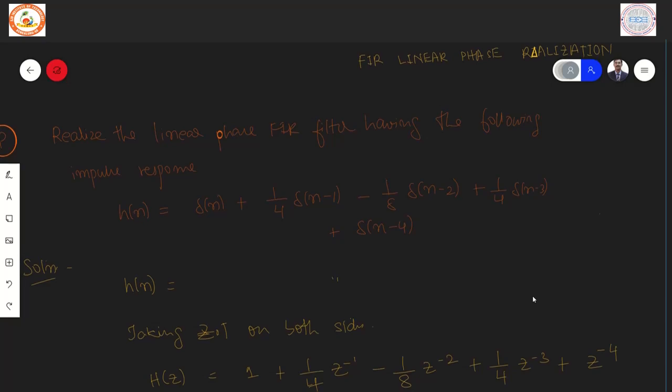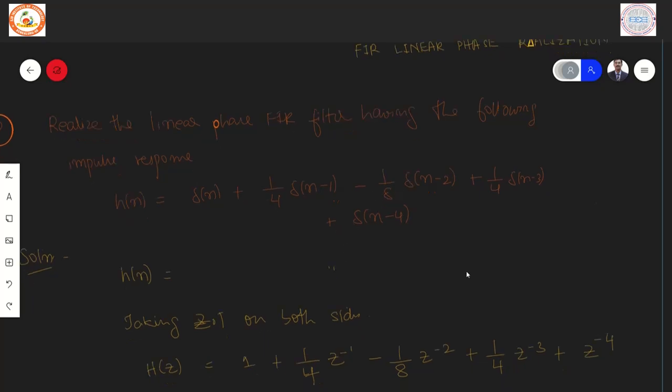So we can take a look at another numerical belonging to the similar type. Realize the linear phase FIR filter having the following impulse response. The impulse response is given as h of n is delta of n plus 1 by 4 delta of n minus 1 minus 1 by 8 delta of n minus 2 plus 1 by 4 delta of n minus 3 plus delta of n minus 4. So what we notice here again, the length, if you count the points 1, 2, 3, 4, 5. 5 is an odd number. Okay, so whenever you're having an odd number, we can see that the coefficients for delta of n and the last term is common, and 1 by 4 is common for both, but the middle term here cannot actually be combined with anything. That's a small difference.